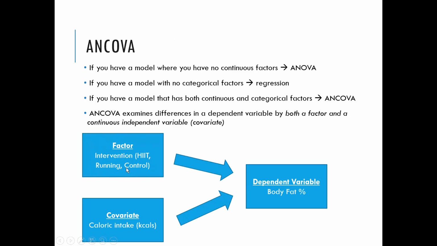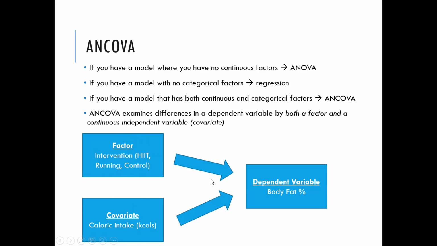We're interested in whether this intervention, so high intensity interval training, running or control, has an effect on our dependent variable, or body fat. And we want to control or adjust, or I can't think of any other terms off the top of my head, but we want to take into account the effect of caloric intake. But this is still the primary variable of interest. So we want to know if body fat differs by these 3 interventions. And we just want to control for caloric intake. So if it's different across those groups, we're adjusting for that.